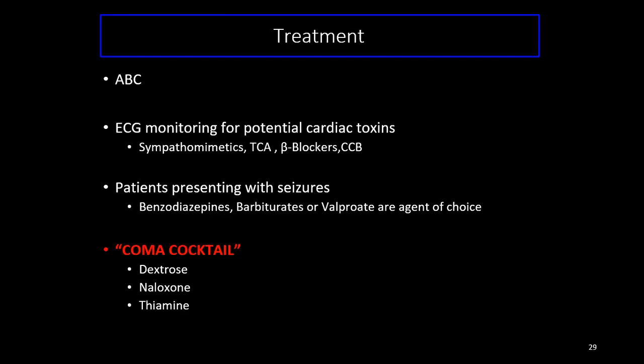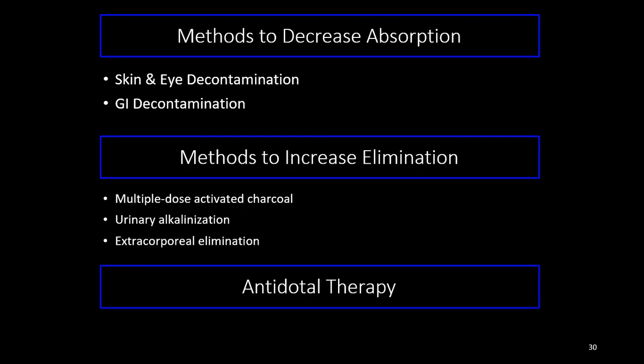Okay, so you know the treatments. I am not discussing in detail. Coma cocktail: dextrose, naloxone, thiamine, most commonly used. If there is a seizure, you will use a benzodiazepine or a barbiturate. ECG monitoring to identify if it's a bradycardia or the type of poison. And then you have methods to decrease absorption, to increase elimination, and antidotal therapy where you have multidose activated charcoal.